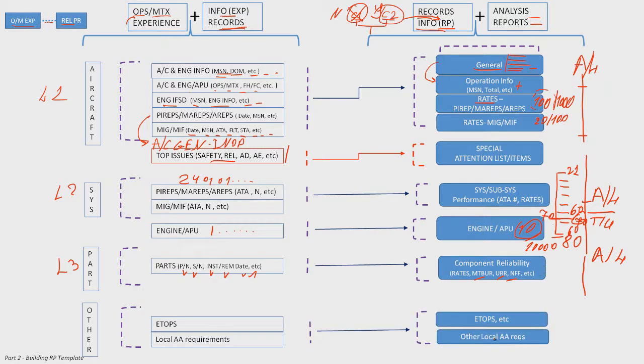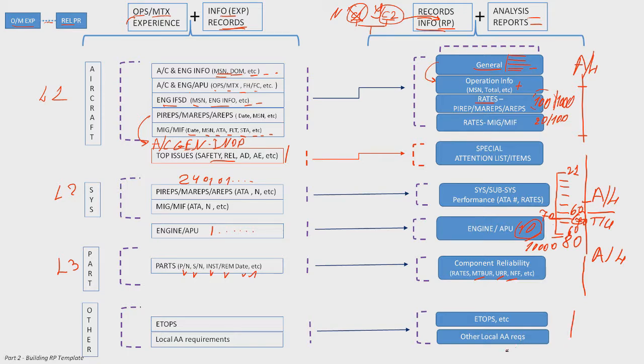Next, ETOPS or other local aviation authorities requirements. Now, a quick remark regarding ETOPS. Sometimes you can see, depending on, as I said, business model, operation model, maintenance model, some airlines have combined reliability programs, reliability report, ETOPS and non-ETOPS, right? And sometimes you can see an airline has a standalone ETOPS reliability program. As I said, it depends on your business model, operation model, and definitely airworthiness and aviation authorities requirements.